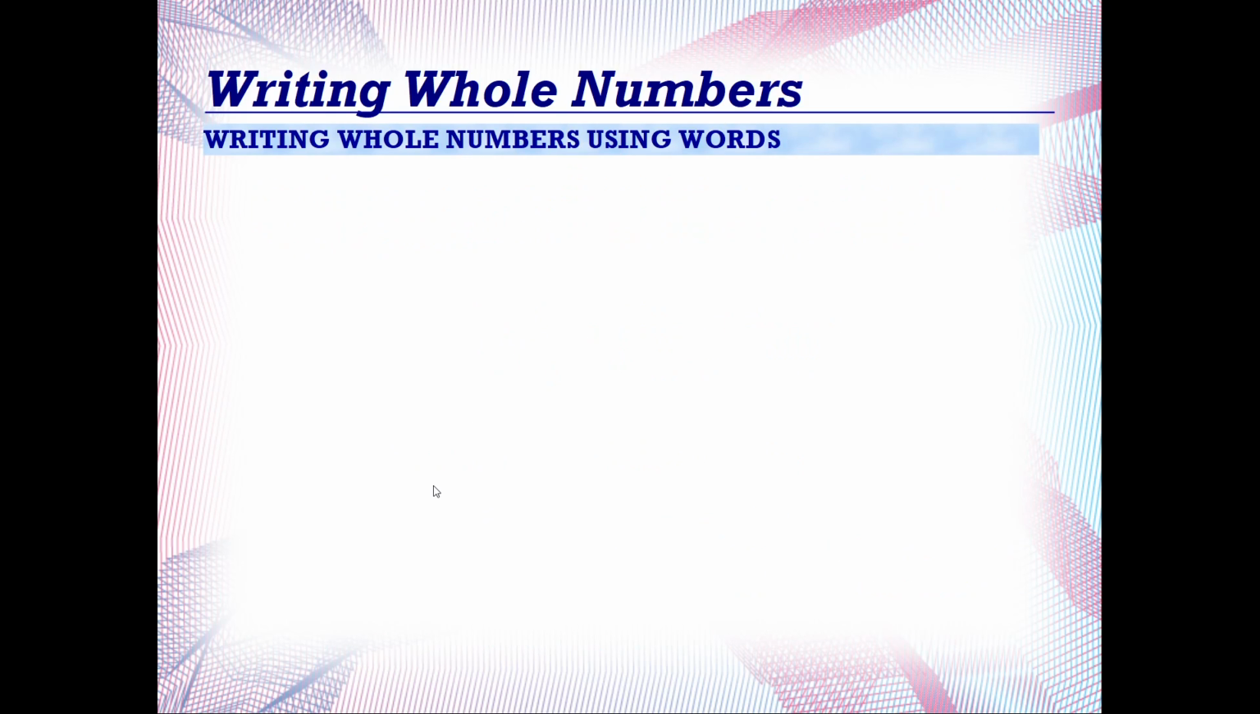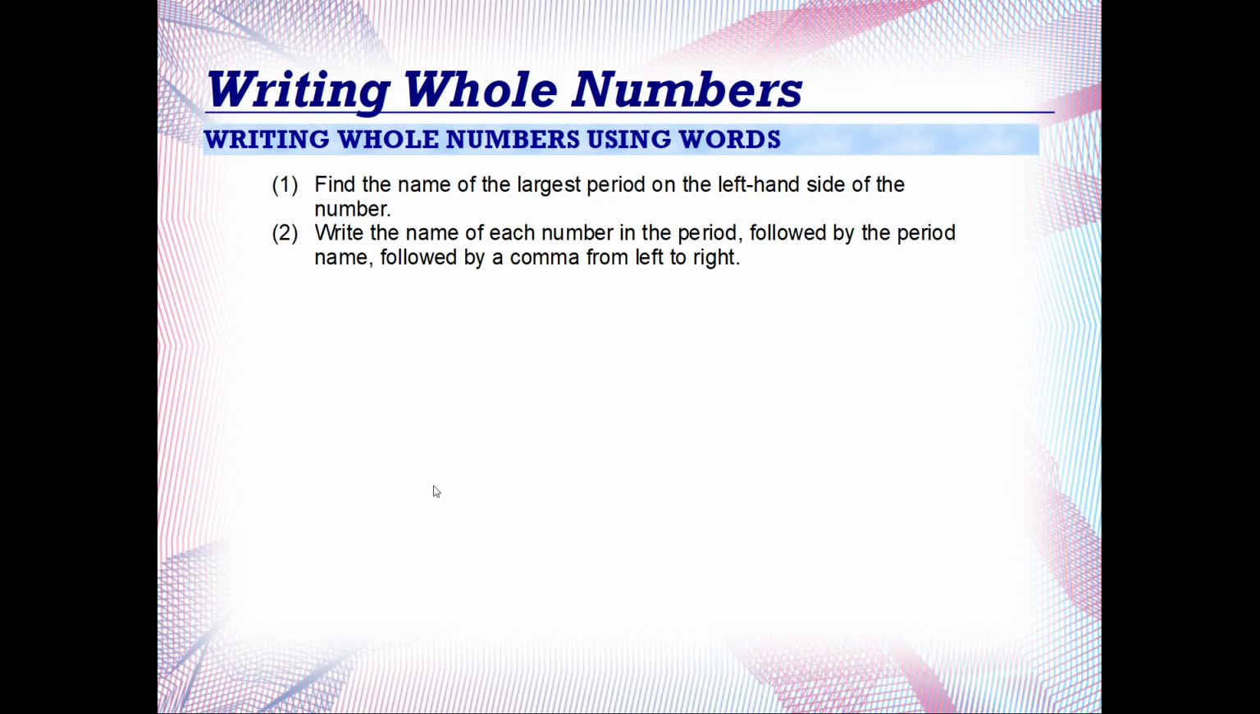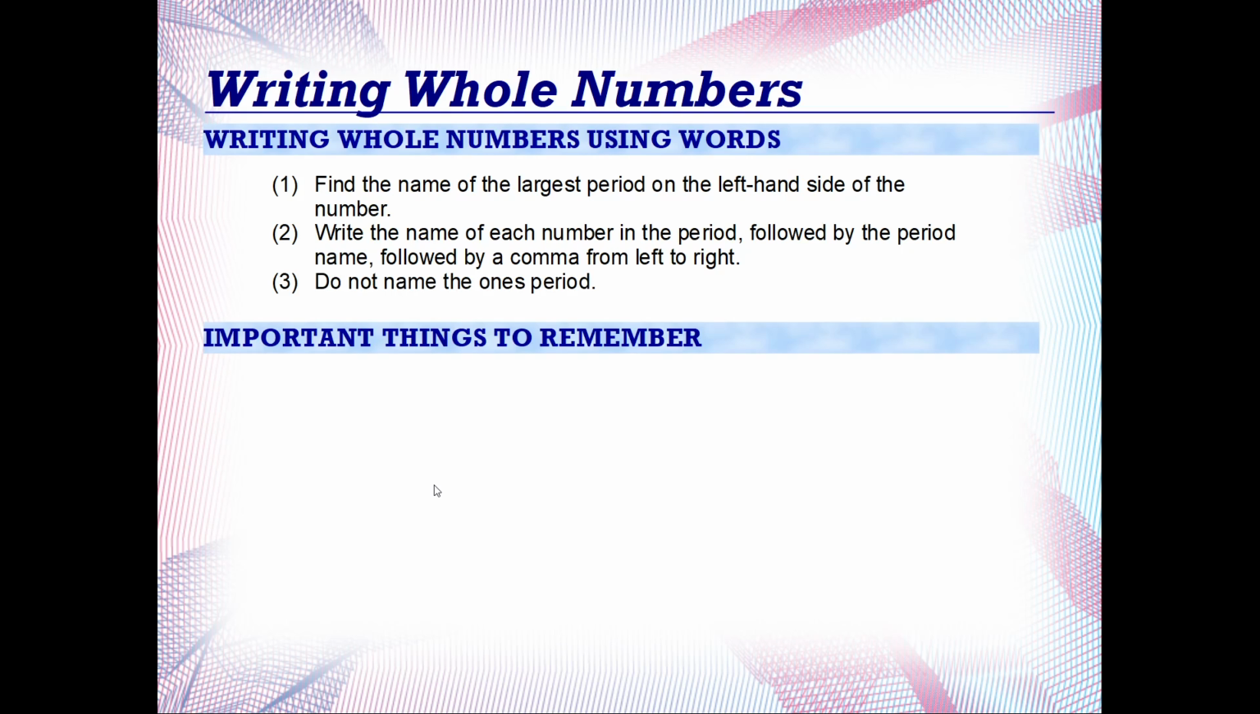Okay, so let's formally write down how to do this. First, we're going to find the name of the largest period on the left-hand side of the number. As you get more familiar with this, you'll see there are 3 periods starting with millions, then the fourth period, billions. But as you get larger and larger, you might need to count these out because you can't mentally count all those digits in your head. Maybe you can, maybe you can't. I can't. First thing we need to do is find the name of the largest period. And then we're going to write the name of each number in the period, followed by the period name, and then a comma, from left to right.